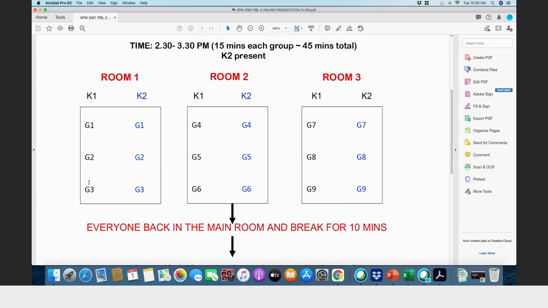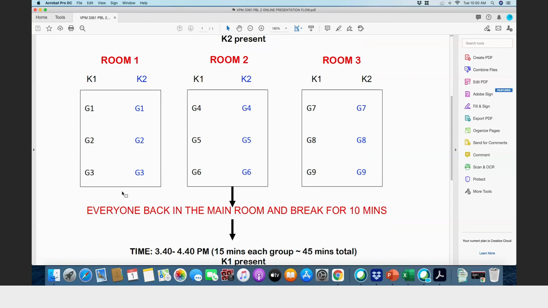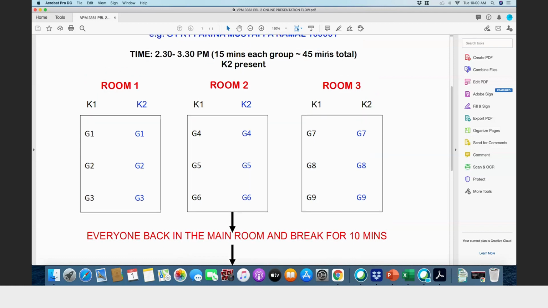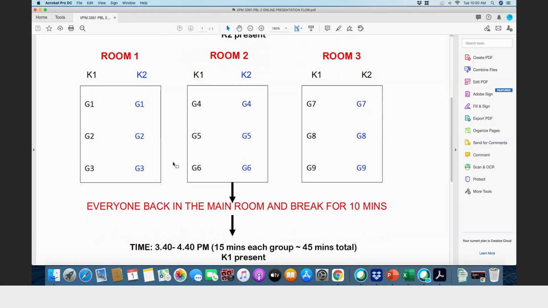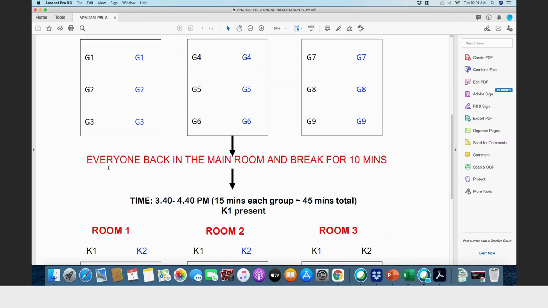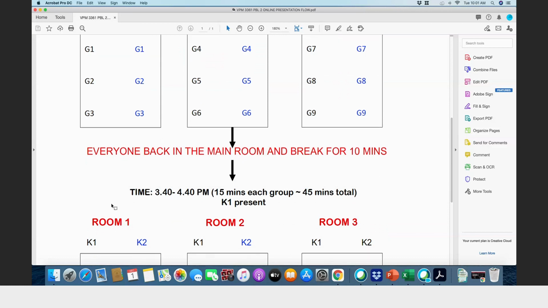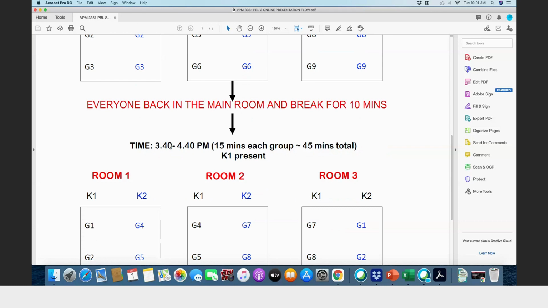K1 will listen or ask questions. Even if group 1 is presenting, group 2 K2 can ask too. Everyone can ask in the room. It's 15 minutes each group, so 45 minutes total. I put plus minus 1 hour because of assigning everyone and sharing screen. So it will be 1 hour for the first session. After that, I will ask you to go back to the main room, and then we will break for 10 minutes. Around 3:40, we will start the second session.